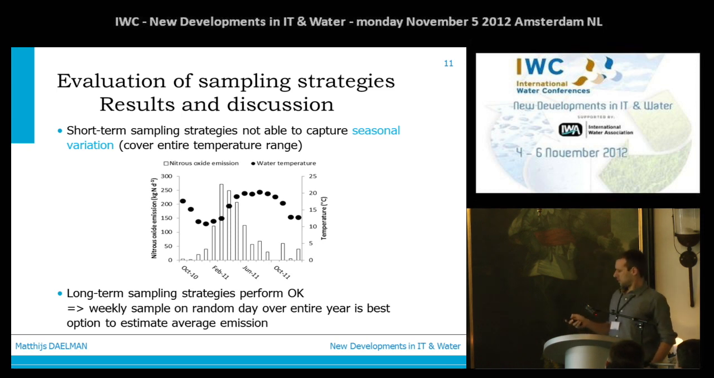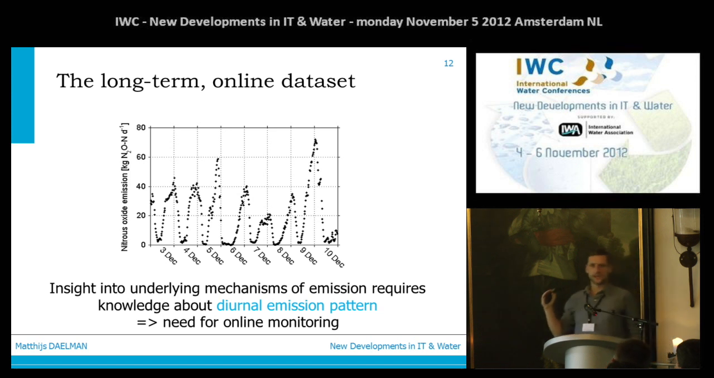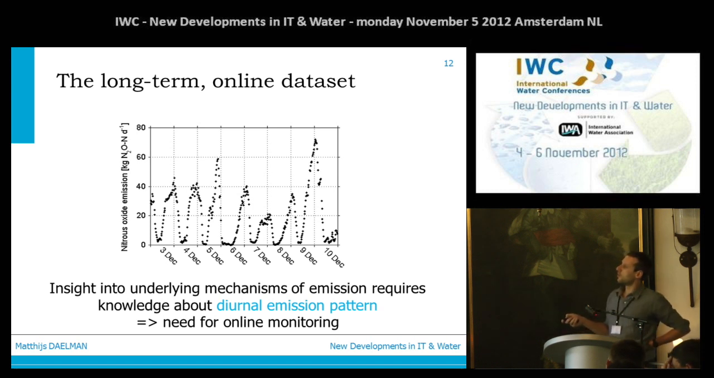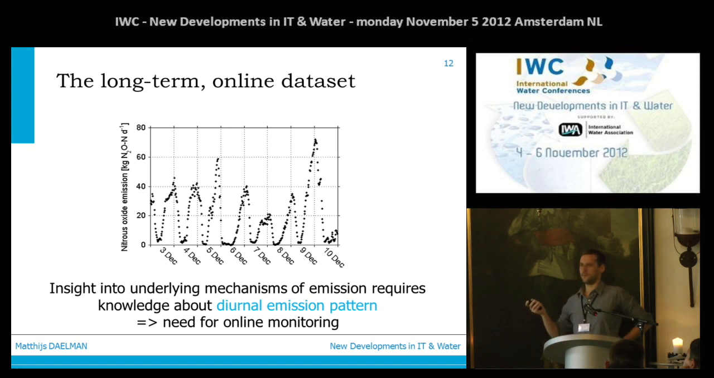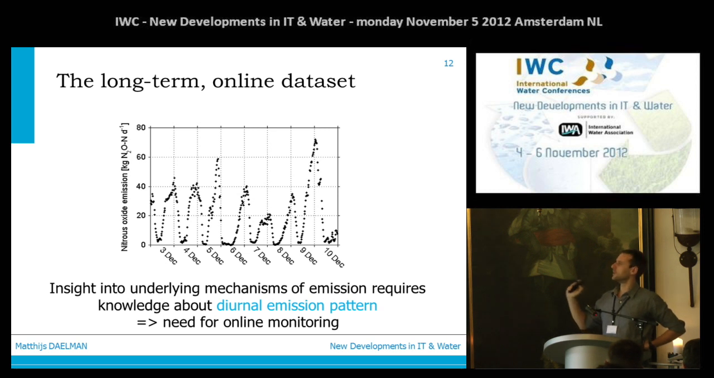However, for certain purposes, you want to get an idea about the diurnal or short-term variability of the nitrous oxide emission. This plot is in fact a detail of the raw data I showed previously. It shows the online nitrous oxide emission for 1 week in December 2010. The vertical grid lines indicate midnight. Emission is very high at night and very low during the day. This is something you cannot see if you use a weekly sampling campaign. So this illustrates that there is a need for online monitoring if you want to gain insight into the short-term variability of the nitrous oxide emission.